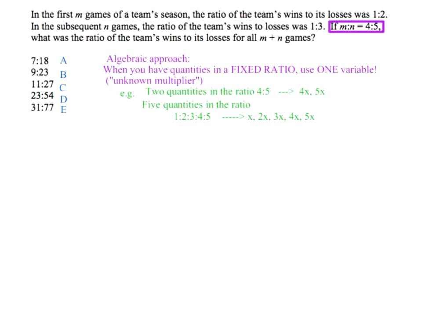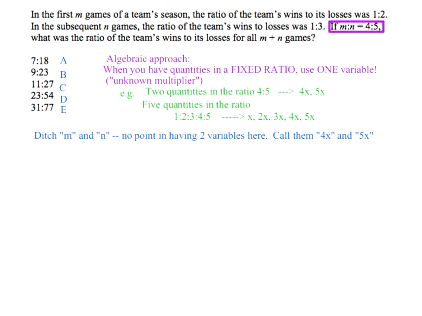So in this case, we can get rid of m and n, and we can just let those be 4x and 5x. If you're doing an algebra approach, this is a key part of it, because you don't want to have to contend with a whole ton of variables. So ditch m and n. There's no point in having two variables here. Just call them 4x and 5x.